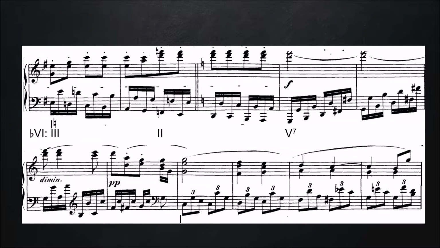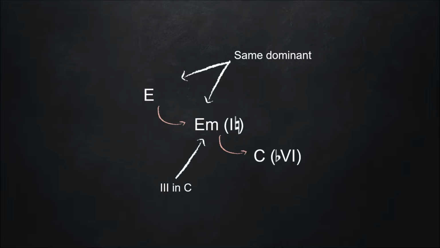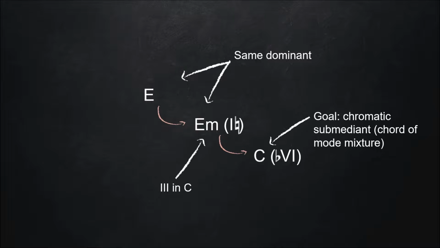Note the path taken. The first modulation to E minor is quite simple, as the two keys share the same dominant. Thus, as exemplified in this example, a cadential progression can be repeated with different resolutions. The first resolves on the tonic major, and the second on the tonic minor. The temporary tonic of E minor is then reinterpreted as the mediant of C major, the ultimate harmonic goal. The key of C major is achieved through mode mixture, and is itself a chord of mode mixture in the original key of E major.